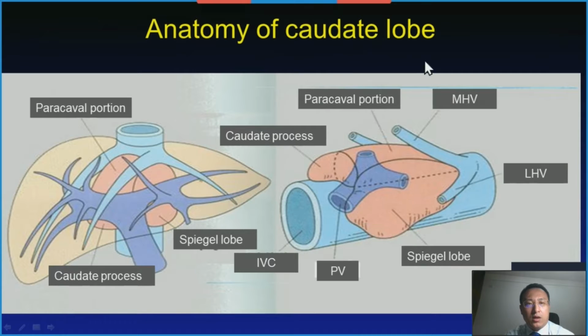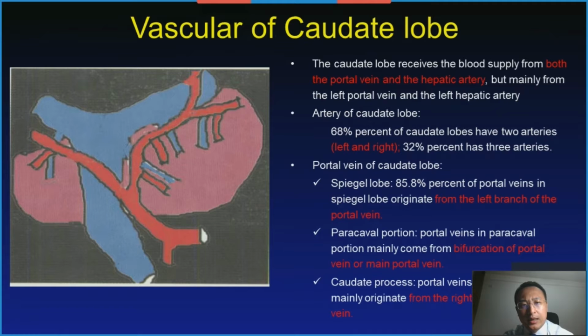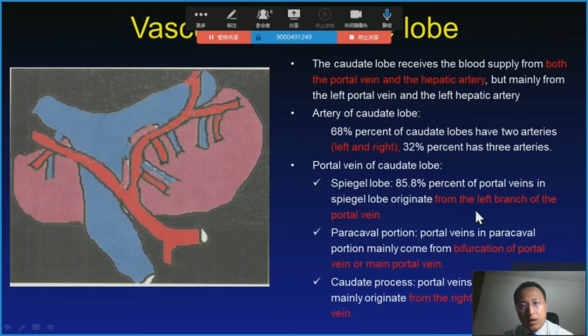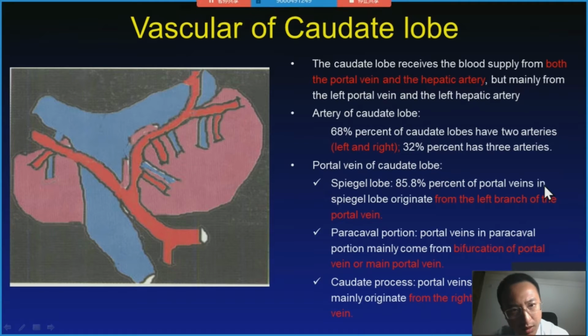And let's review the anatomy of caudate lobe. The caudate lobe is small, but it can be divided into 3 parts: spigelian lobe, pericaval portion, and caudate process. And the vasculature of caudate lobe is very important. If we want to ablate the whole caudate lobe, we should ablate the supply vessels. The caudate lobe receives the blood supply from both portal vein and hepatic artery.